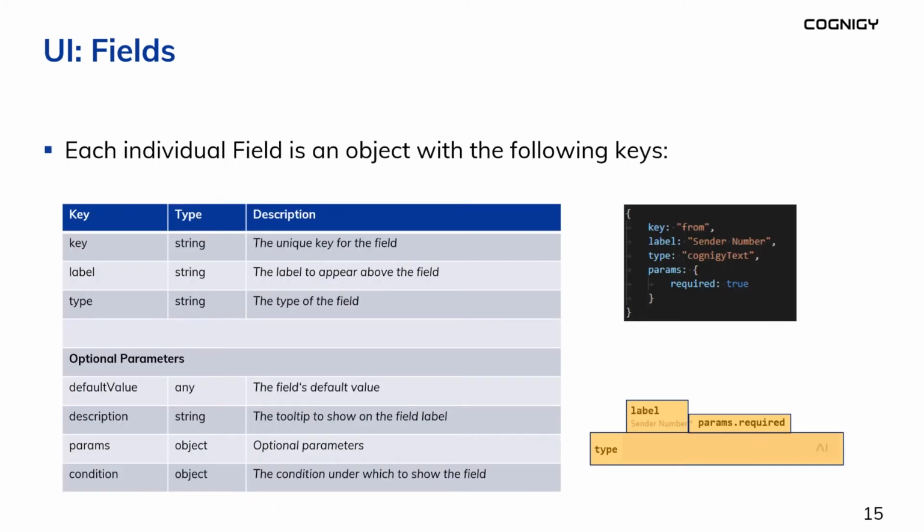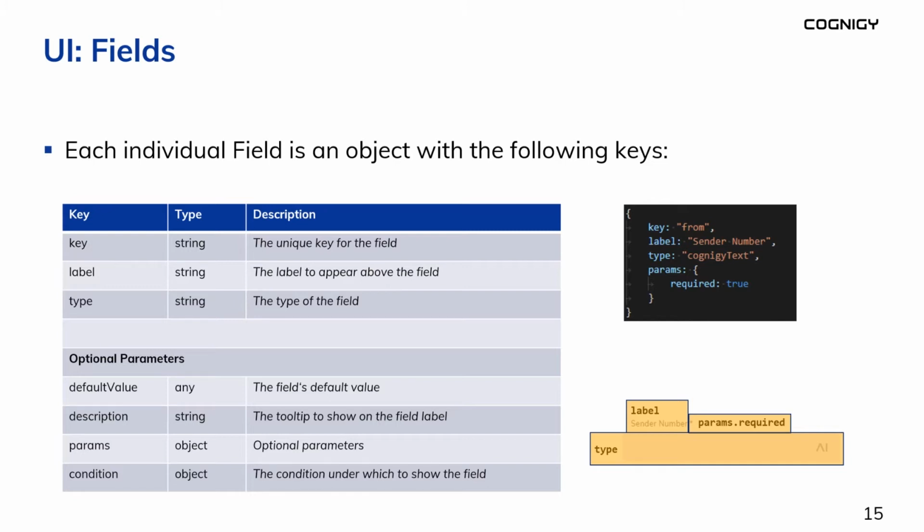Now fields are objects as well that have a number of keys, and there are 3 required keys, and then there are optional parameters as well. The required ones are key, which is a unique key or unique ID for the field, and you need that to later reference it in your backend code. There is the label, which is the label that appears above the field. You can see that on the bottom right, where the label in this case is sender number. We also have a type, which defines the type of the field, and more on that on the next slide. But the type could be Cognigy text, for example. And in this example here, it is Cognigy text.